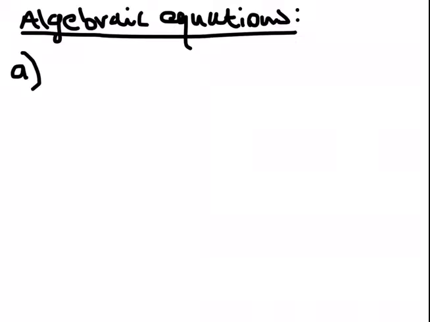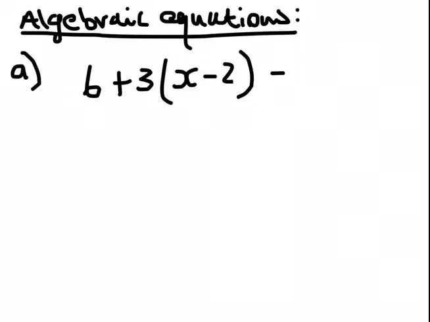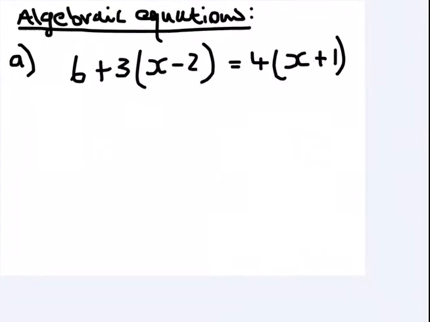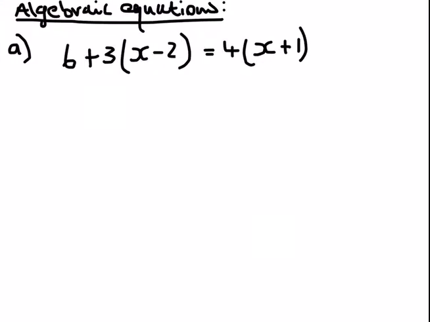So let's see. The first one, let's say we have 6 that we plus it by 3 times (x minus 2), and then this thing we equate it to 4 into (x plus 1). Okay. Most importantly, you might need to be aware that this type of equations, they involve distributive law.